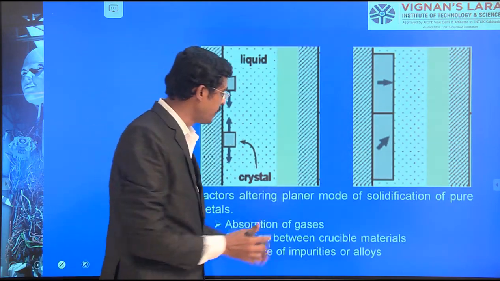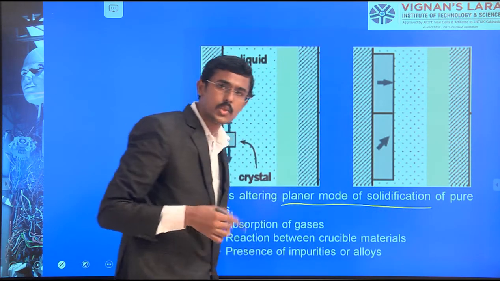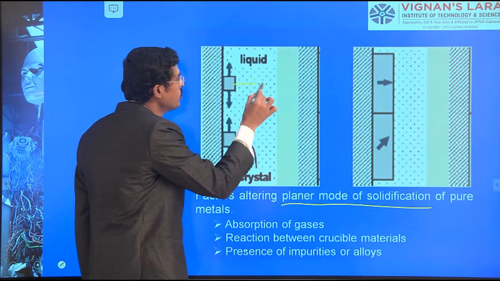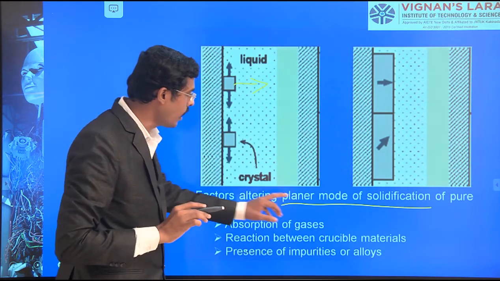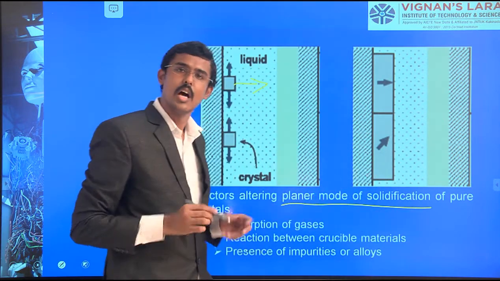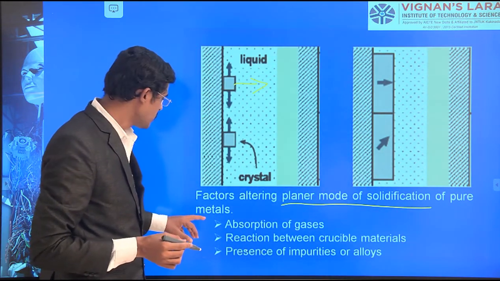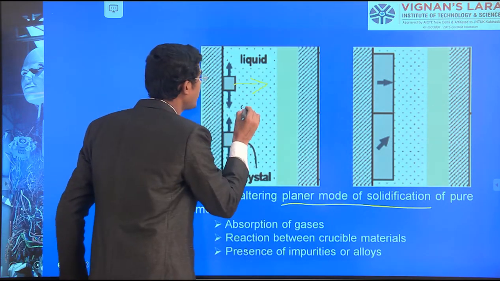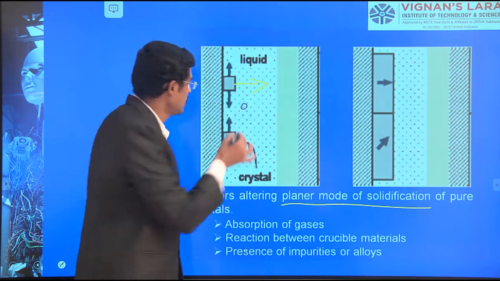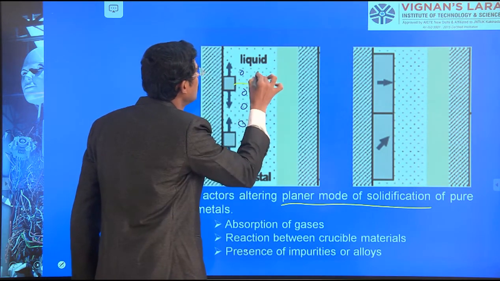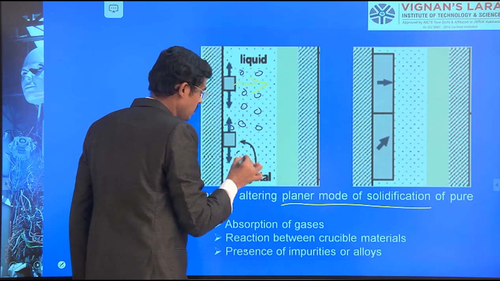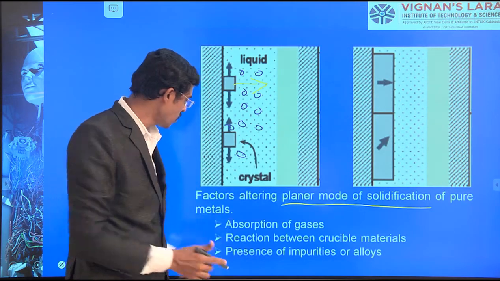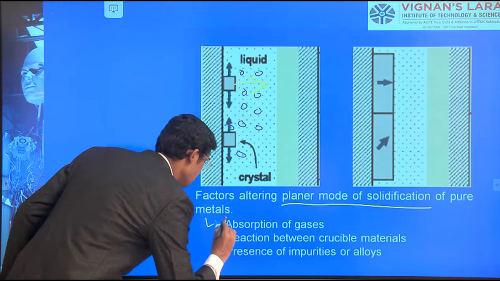So, factors altering the planar mode. What are the factors altering here? Why should it not happen? Actually, the heterogeneous process should nucleate here and it should move inside. That is the concept. But what are the factors that may differ these things? Number 1, absorption of gases. If the absorption of gases is there, what happens? Some nucleating circles may form. The evolution of gases, in the gap in the middle, there will be gases. These gases will disturb the solidification process.